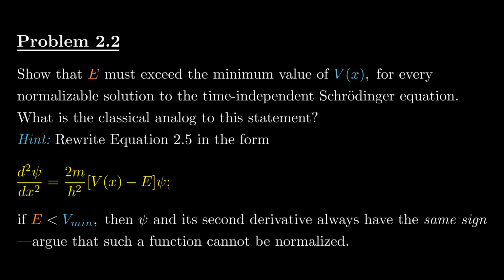Understanding quantum mechanics often requires drawing insights from classical physics. In Problem 2.2 of Griffiths Introduction to Quantum Mechanics, we are tasked with proving this statement. The energy, E, of a particle must be greater than the minimum value of the potential, V of x, for normalizable solutions to the Schrödinger equation. To build our intuition, let's first consider its classical counterpart.